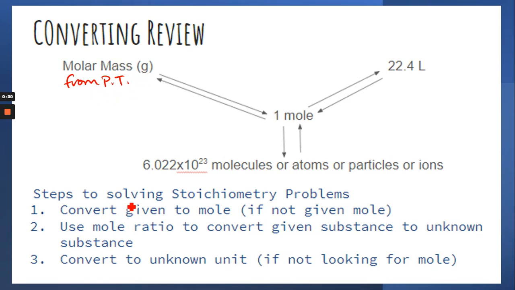When solving stoichiometry problems, remember to convert the given to mole first, then use the mole ratio to convert from one substance to another, and finally convert to the unit that the question is asking you.